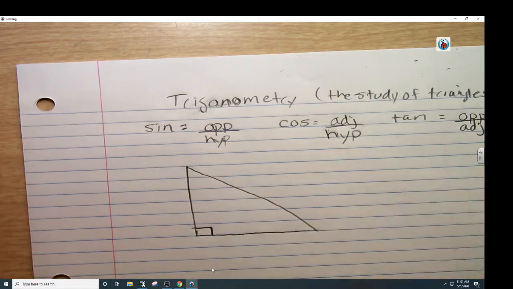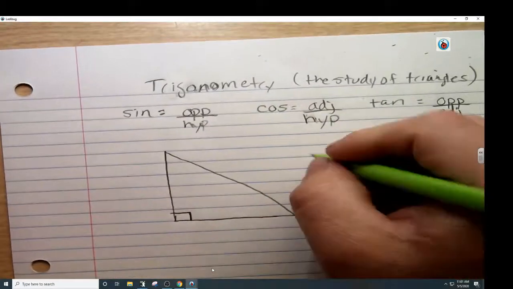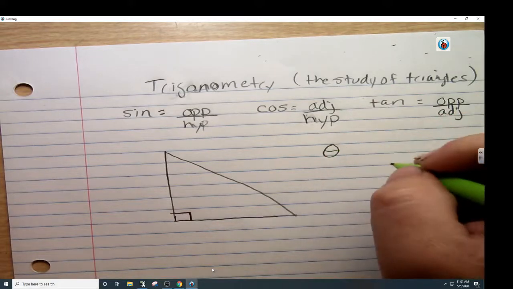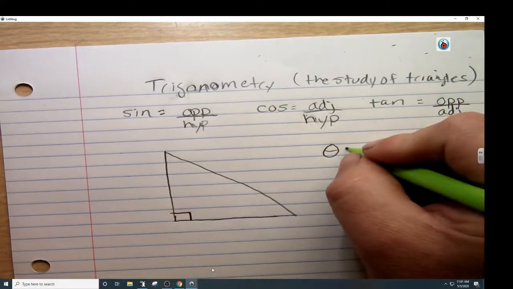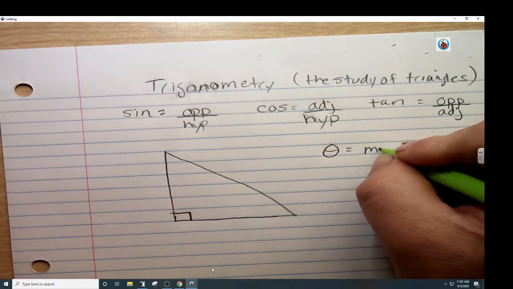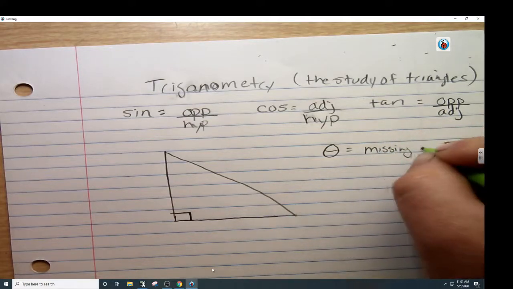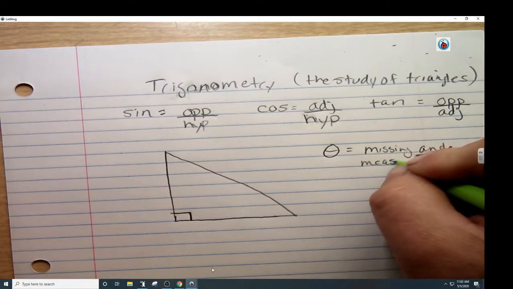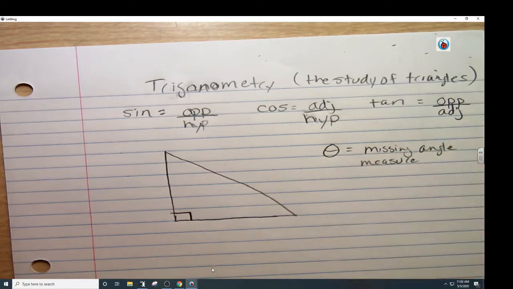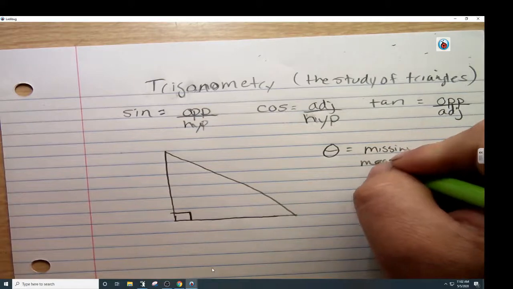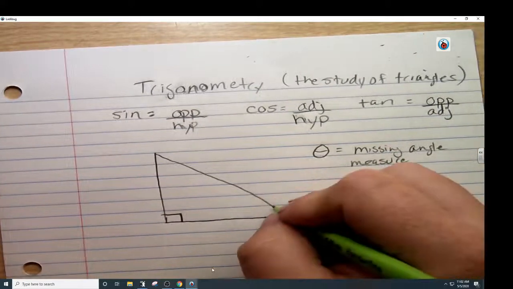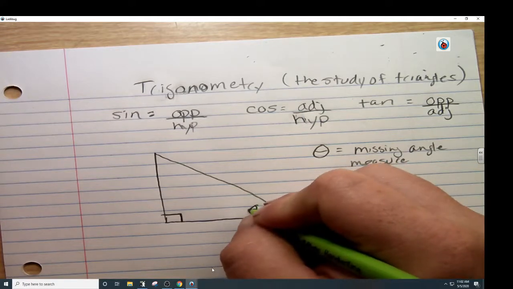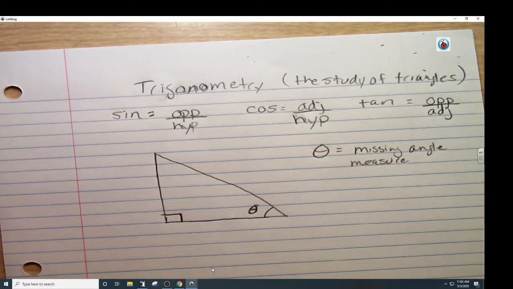Now you'll hear me mention theta. Theta is a Greek letter, and it always represents a missing angle measure. It represents a missing angle measure. Now say theta is here. Theta is here. That's the angle in question.